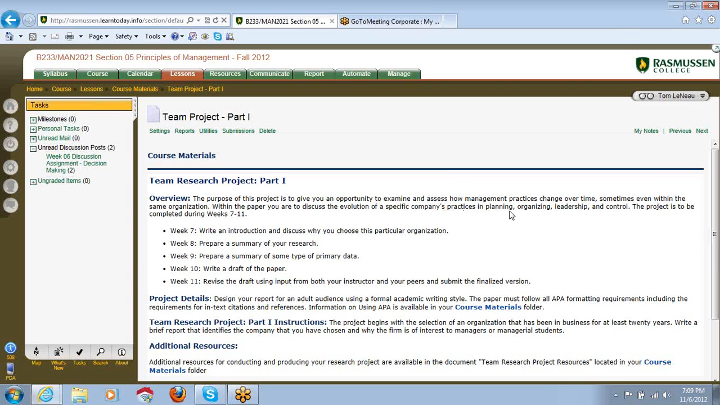How did they go about doing planning 20, 30 years ago? How do they do it now? How were they organized? What was their leadership like? What kind of controls did they have in place?